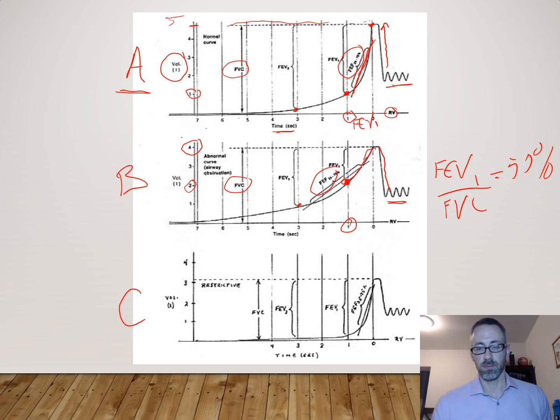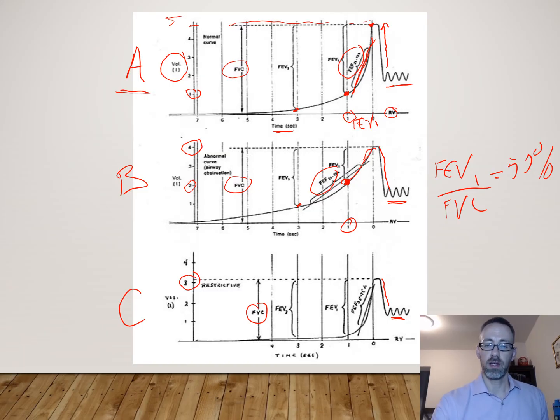C here. All right, so C is obviously going to be our restrictive pattern. Again, you see the tidal volume over here. He takes a deep breath in, and his maximum volume is basically just a little over 3 liters here. So this vital capacity is greatly reduced. The amount of air that he can move is only 3 liters.